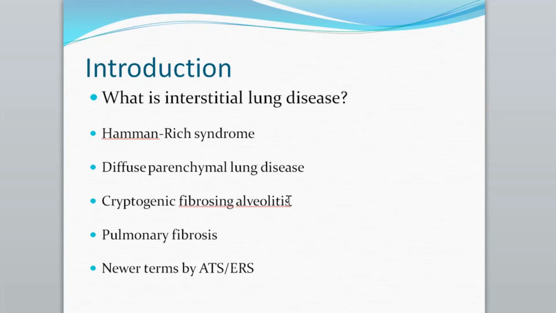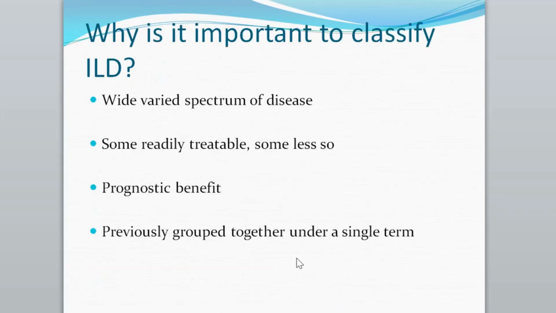Fibrosis can be part of it, but they're not really an alveolitis, or not all of them are. Things like pulmonary fibrosis, so fibrosis, as we mentioned, can be part of the process, but isn't the whole entity of a lot of these interstitial lung diseases. And then we've got ATS, the American Thoracic Society, and ERS, the European Respiratory Society. These are just terms that have been coined by them. We need to classify them because it is quite a wide spectrum of disease. Some are treatable and some aren't really, and it also gives us prognostic benefit.